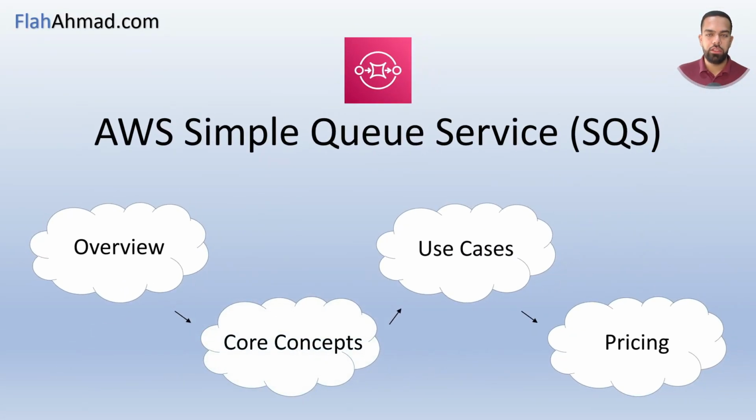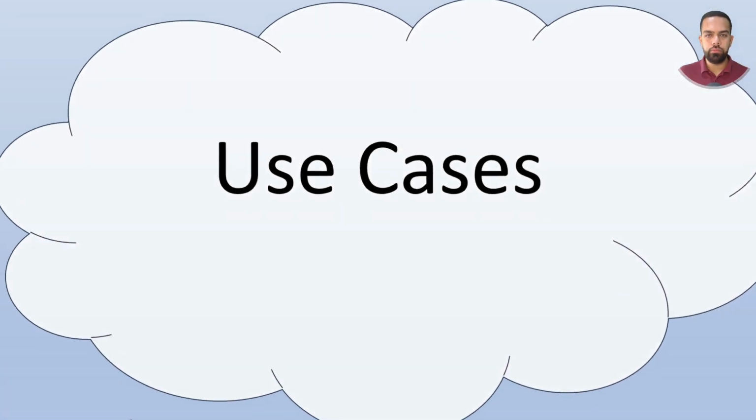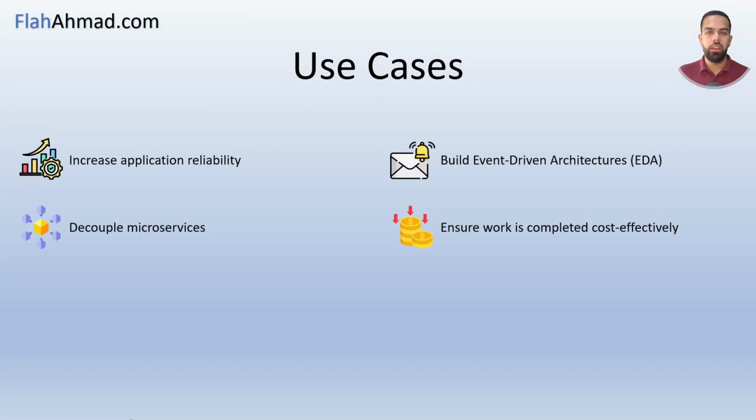Now that we have understood what SQS is and with what features it comes, let's have a look at different use cases to further deepen our understanding. You can use SQS to increase your application's reliability. It allows you to deliver large volumes of data without losing messages or needing other services to be available.